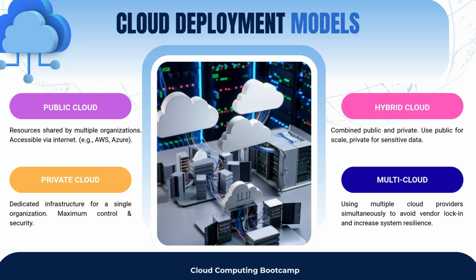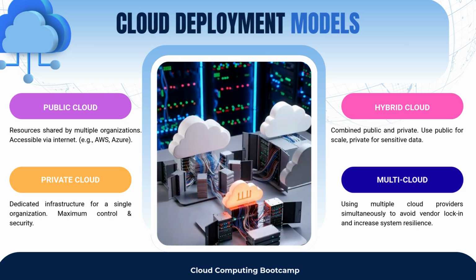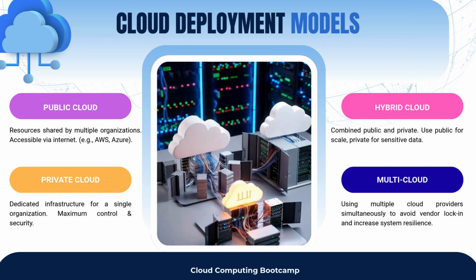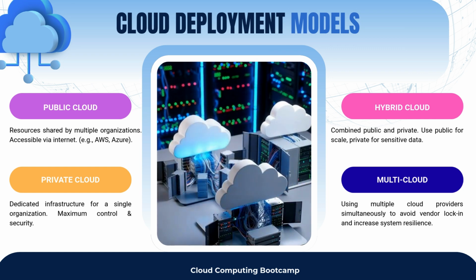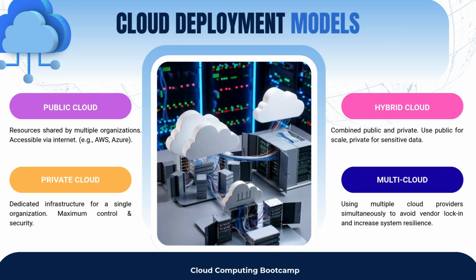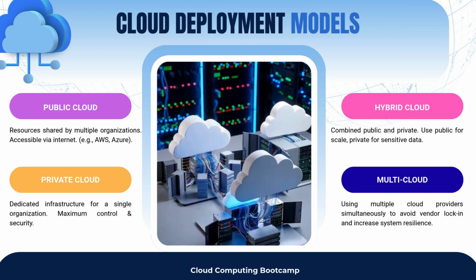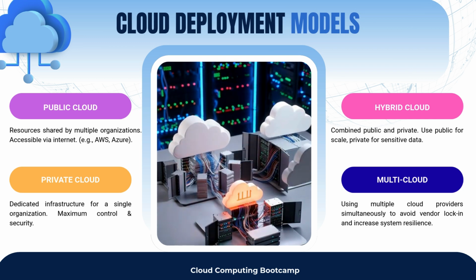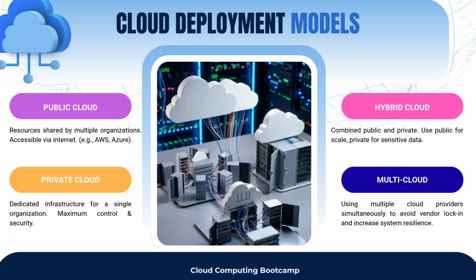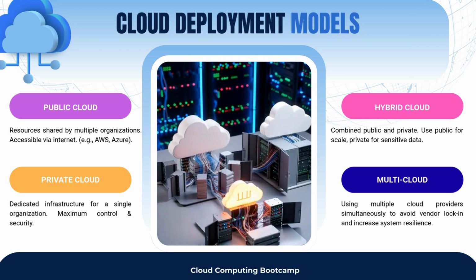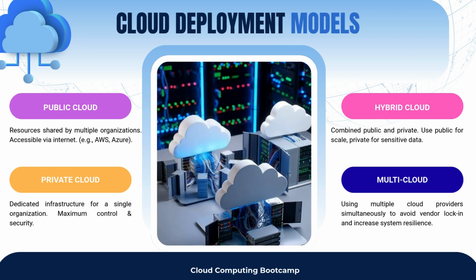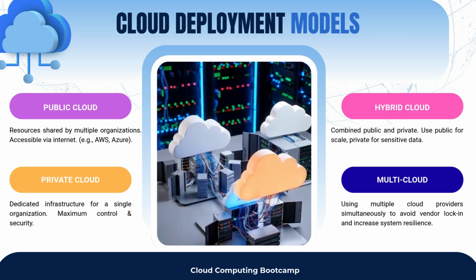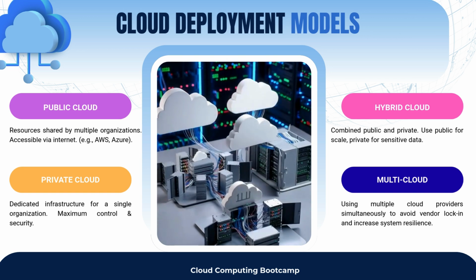Cloud deployment models. 1. Public cloud. Resources shared by multiple organizations, accessible via internet, e.g., AWS, Azure. 2. Private cloud. Dedicated infrastructure for a single organization. Maximum control and security. 3. Hybrid cloud. Combined public and private. Use public for scale, private for sensitive data. 4. Multi-cloud. Using multiple cloud providers simultaneously to avoid vendor lock-in and increase system resilience.